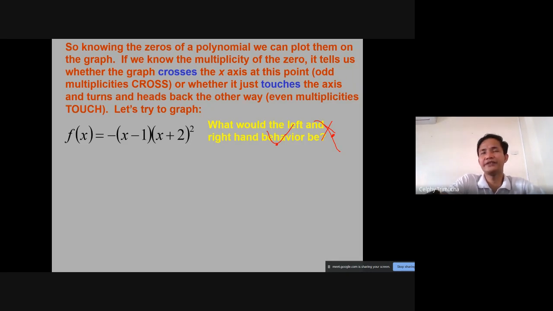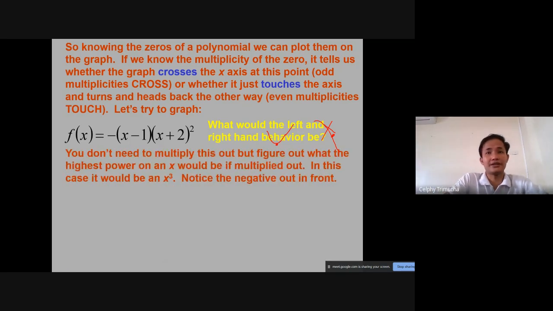Okay, so given the factored form of the polynomial, you don't need to multiply this out, but figure out what the highest power of x would be if multiplied out. So we look for the highest exponent. We have the squared, then another x which is equal to 1. So for our graph we have 2 plus 1 is equal to 3. That is our highest exponent. In this case, it will be x cubed.